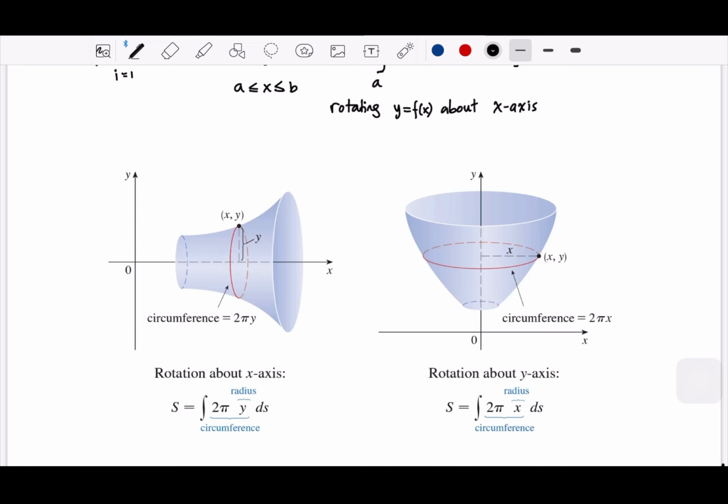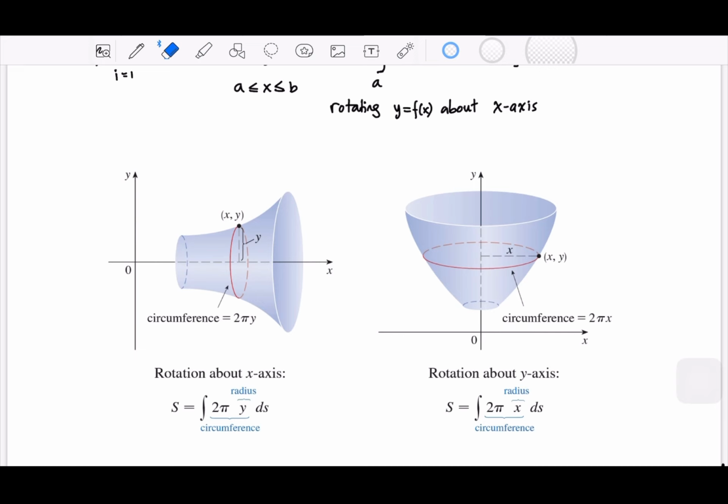this 2 pi y is the circumference. Imagine we cut it open. This is our circle, and y is the radius. If this is a function of x, then y is f of x. And ds is the arc length, the distance here.